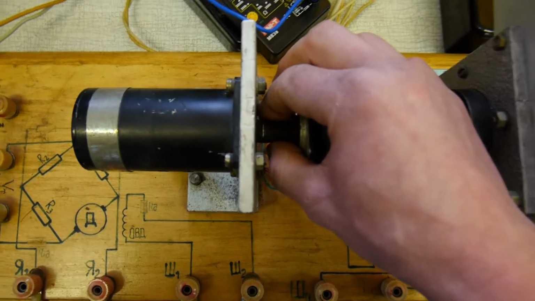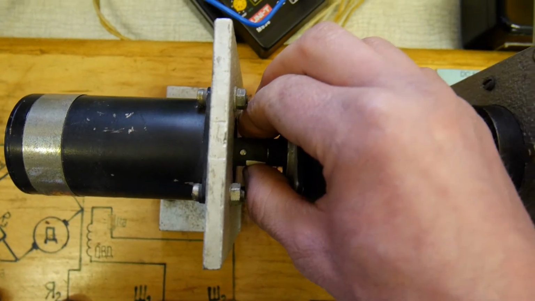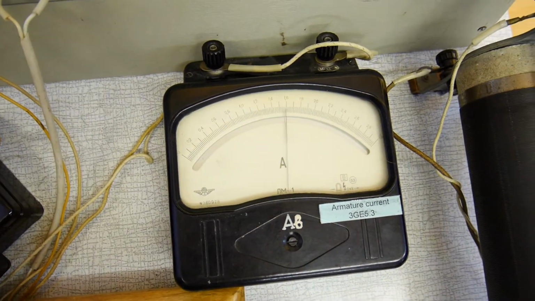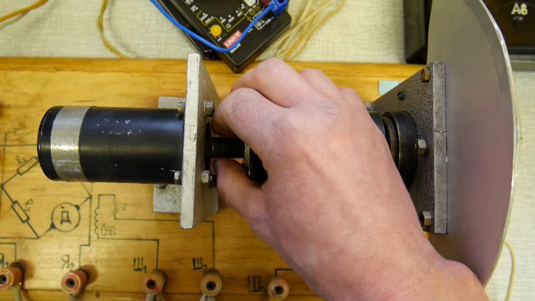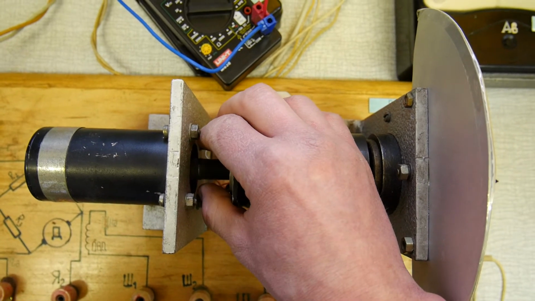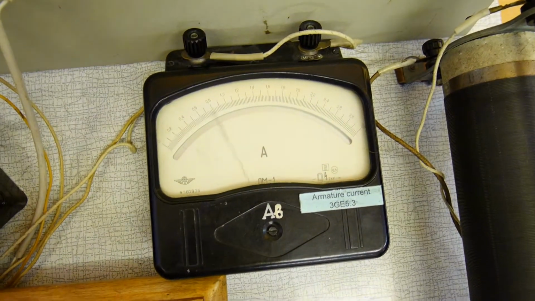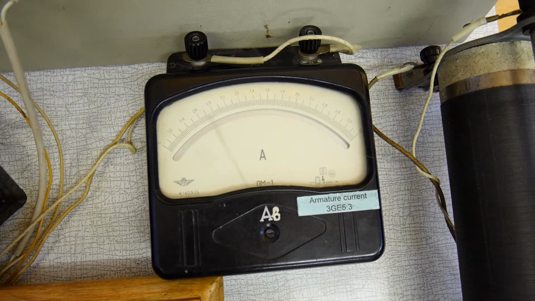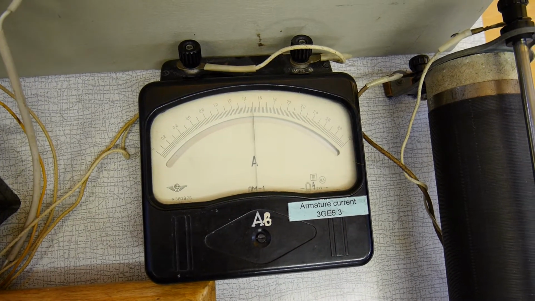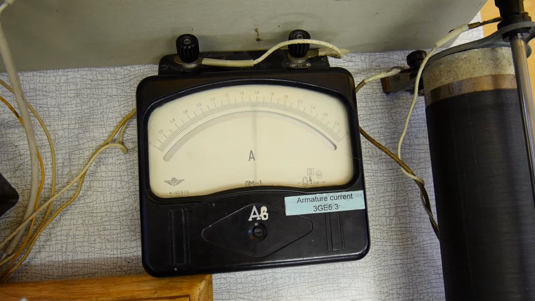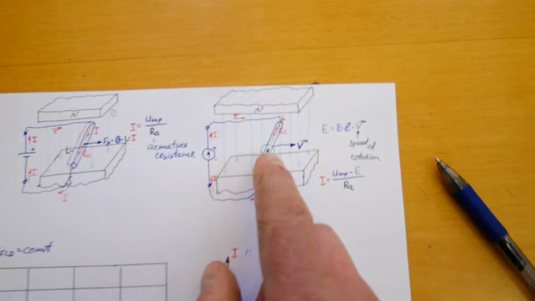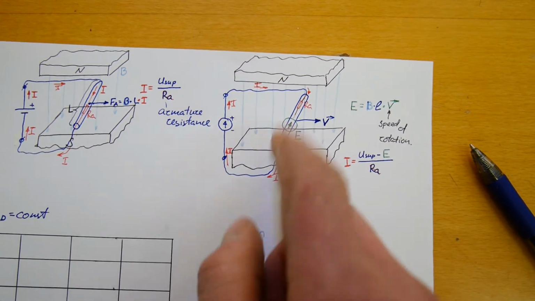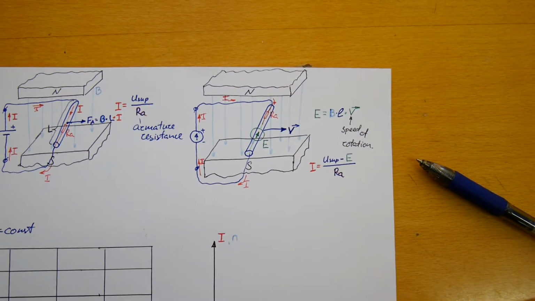So, I apply the voltage, and now the rotor is immovable. I hold it. Current is here. Now I will release this rotor, and it will start to move. So the EMF will rise up, and therefore current must drop. So it stopped, now it is moving. Stopped, moving. So that's how this EMF helps us to reduce current which flows through the motor.